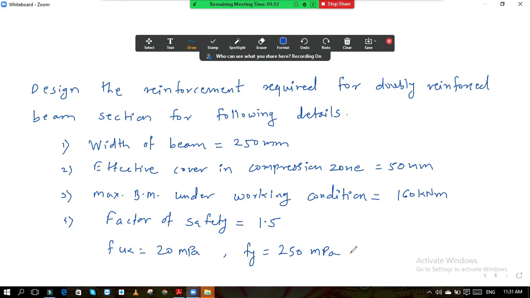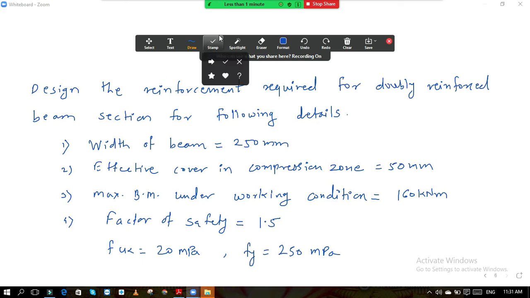Up till now we were calculating the value of Mu. Now Mu is given to you and they have asked you to calculate the reinforcement in the compression zone as well as in the tension zone. So copy down this problem, a very important problem. Here we will cover both things: the reverse condition, and the depth of the beam not being given, only the width. So how do we solve this type of problem?